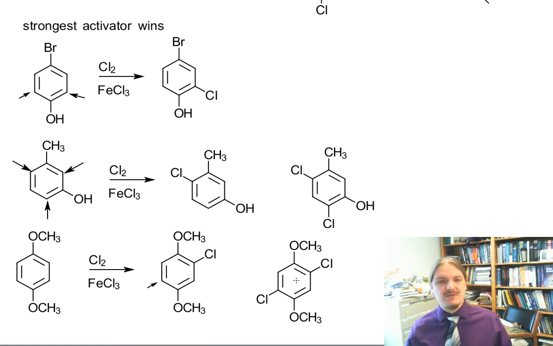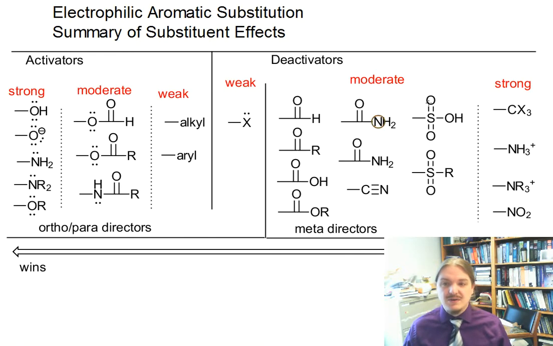In my examples later on, I'll probably work through something with three substituents. But if you have three substituents, it gets messier, but the strongest activator still wins. And that's the message that summarizes this video. If you have two substituents, the strongest activator wins. In other words, the functional group that's farther left on this table is the thing that controls what happens.